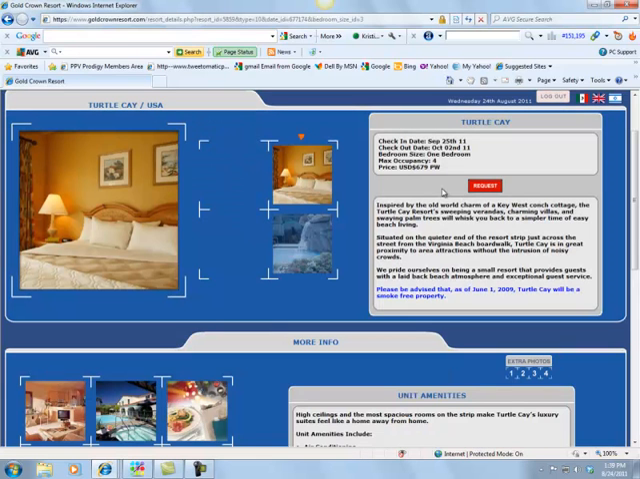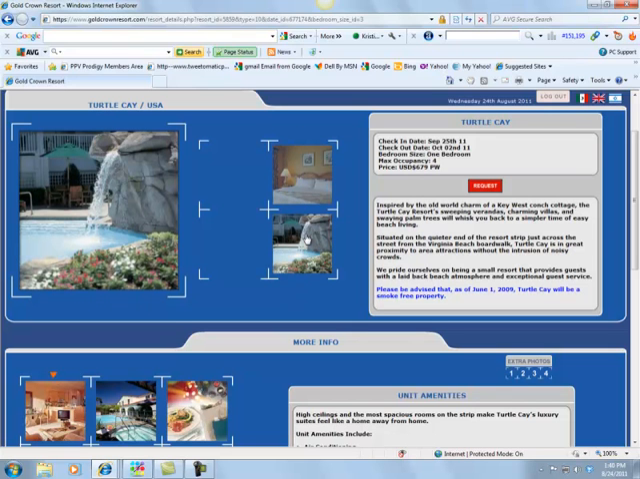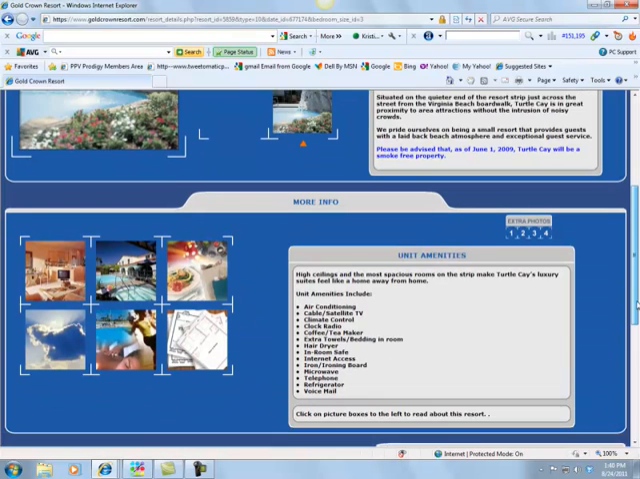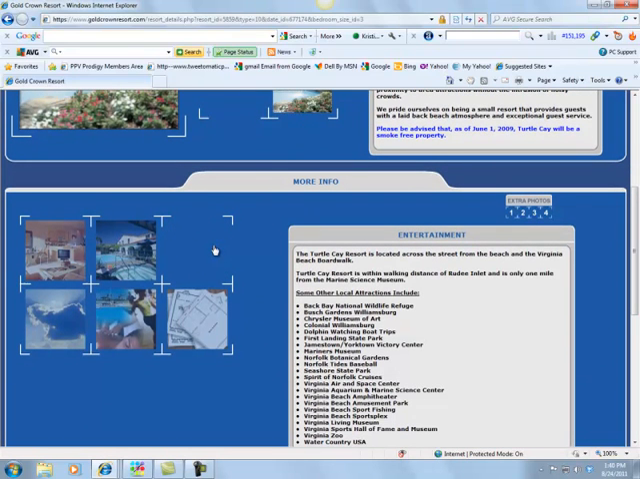Dates. And here we have a one bedroom that occupies four. The whole week price is $679. Let's take a look at a couple of their photos. They have a beautiful pool. This is a great family resort because they have a really big pool facility. And look, there's a ton of other local attractions like the Back Bay National Wildlife Refuge, the Busch Gardens at Williamsburg, the Chrysler Museum of Art. There's something for everybody here at the Turtle Cay or nearby the Turtle Cay.